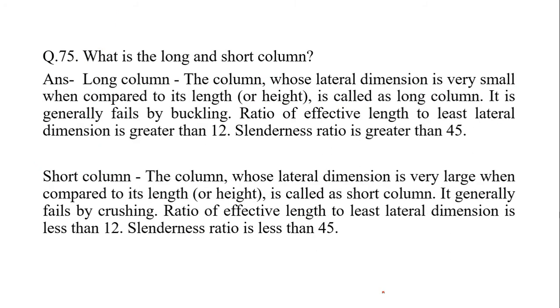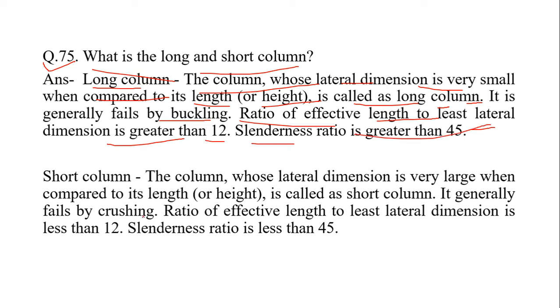Next question, number 75: what are long and short columns? A long column is one whose lateral dimension is very small compared to its length or height. It generally fails by buckling. The ratio of effective length to least lateral dimension is greater than 12. Slenderness ratio is greater than 45.